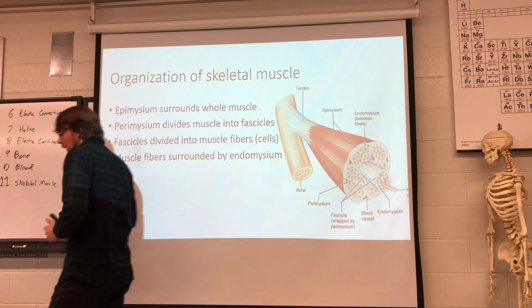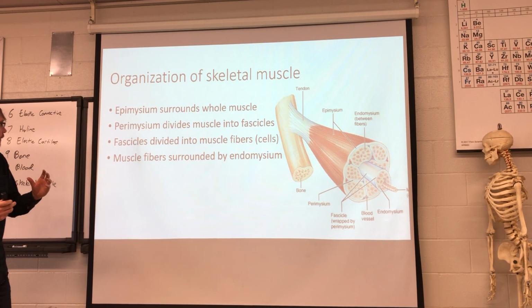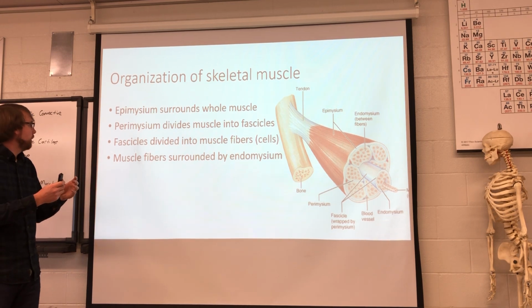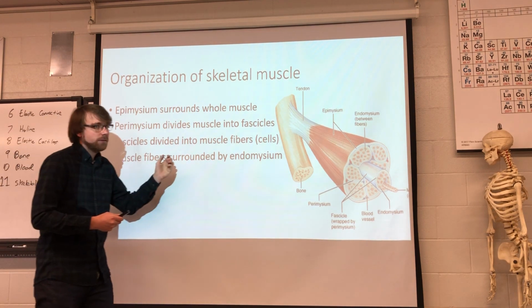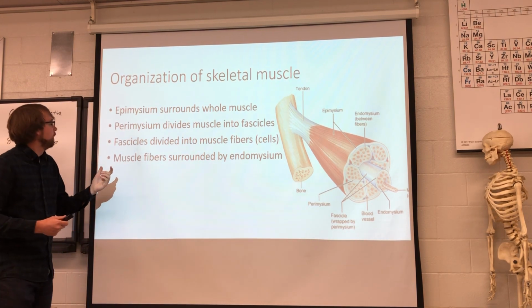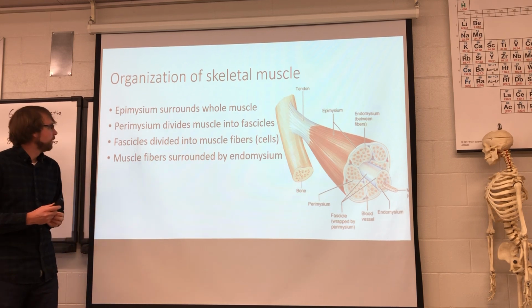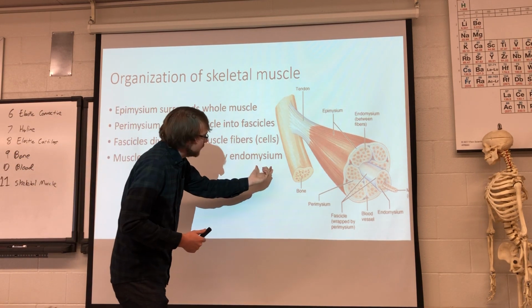So there are layers of connective tissue that go around each one of these things. So epimysium surrounds the whole muscle. Perimysium divides the muscle into fascicles. The fascicles are divided into muscle fibers. Then the muscle fibers are surrounded by endomysium.